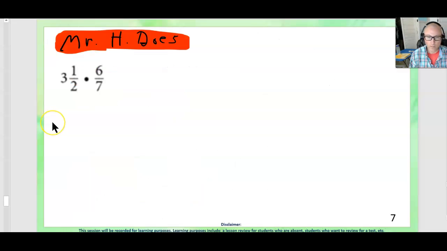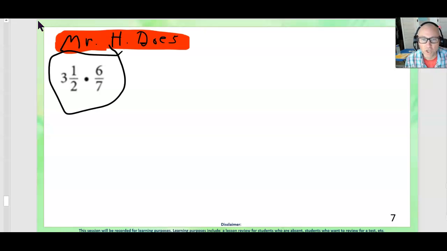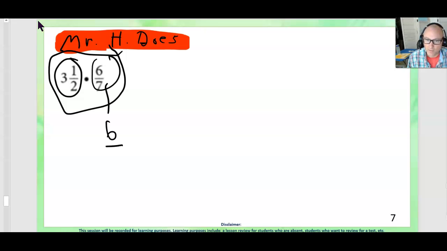Should we do another one? Mr. Hoffman does this one. Oh, because when you multiply, you need to have fractions. This is a mixed number, not a fraction. This is a fraction, so that can stay like that, 6 over 7. But this needs to change. So we're going to do whole number times the denominator plus the numerator to get our new top number. And right away, we know our new bottom number is easy.